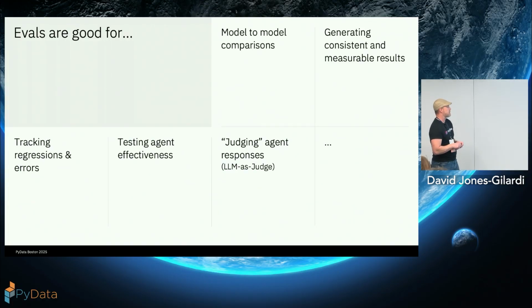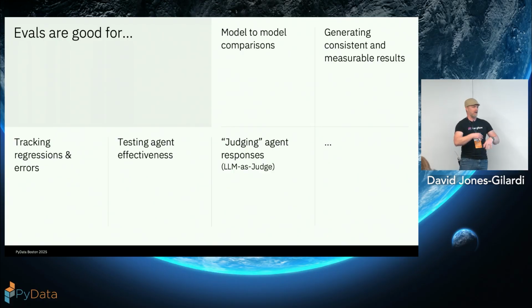Being able to test agent effectiveness: how well is your agent, is it concise? Is it correct? Is it hallucinating? All sorts of things, right? And then that last one there, judging agent responses, LLM as a judge. I've seen this come up in multiple talks so far this week, right? I always find this funny.